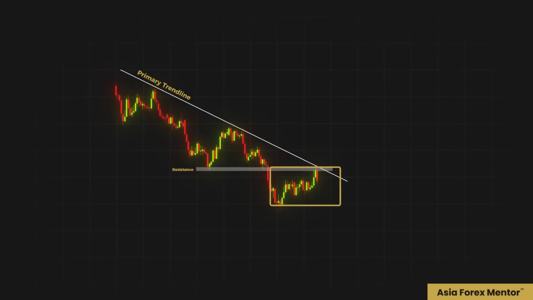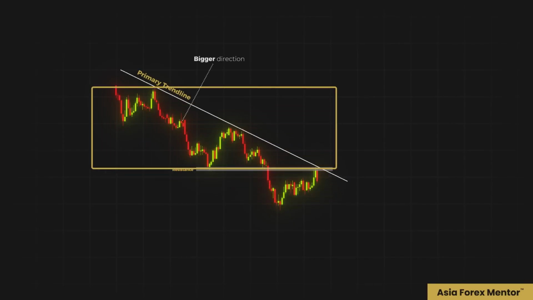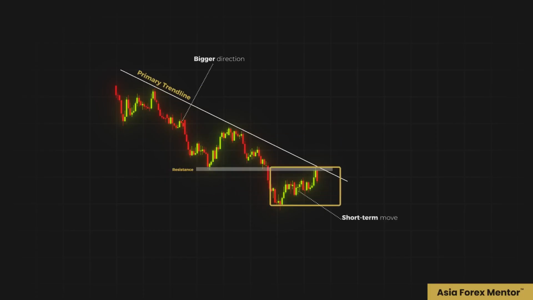They are in 2 different directions. Your primary trend is the bigger direction. Your secondary trend is the short-term move that brought the price back towards the conversion zone itself. Until that secondary trend breaks, the primary trend, the main trend, cannot continue. So what you do is draw a short-term trend line over that secondary move, that pullback itself.